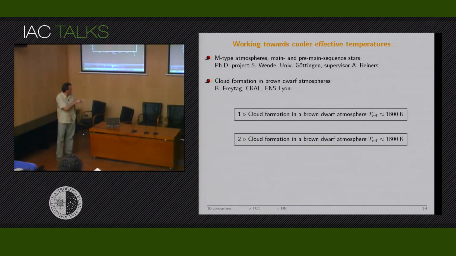I'm involved in co-supervising a PhD project related to the line formation in M-type atmospheres and main and pre-main sequence stars conducted in Germany at the University of Göttingen, and also involved in a model conducted by Bernd Freytag in Lyon in France related to cloud formation in brown dwarf atmospheres. And what I would like to show you here are two videos showing very initial precursory trials that we did to see how the coupling of convection and cloud formation operates in these stars.